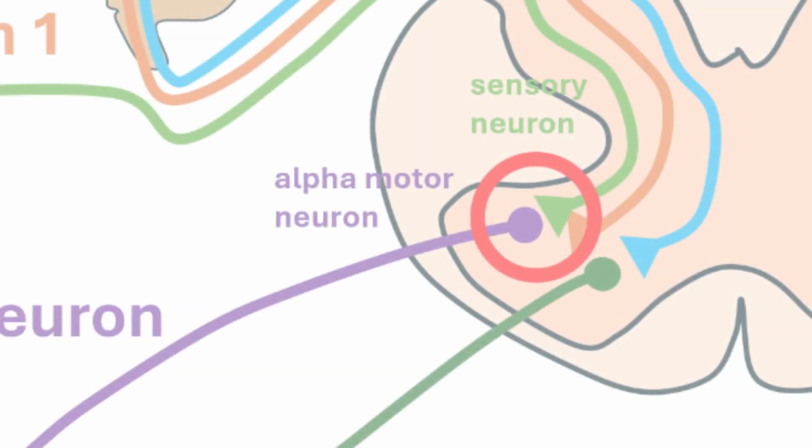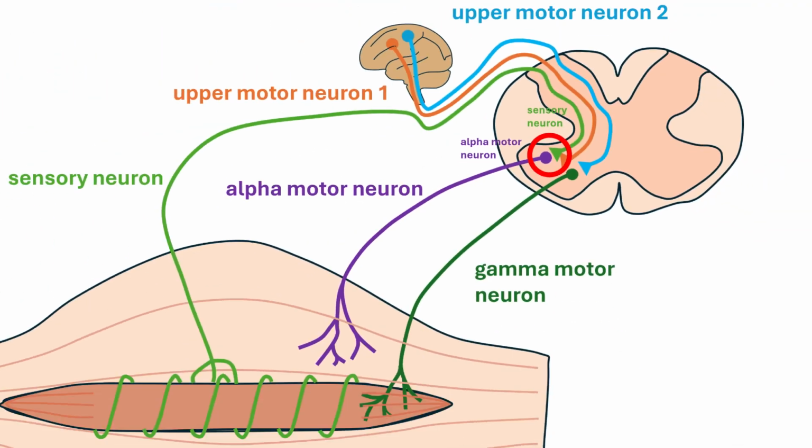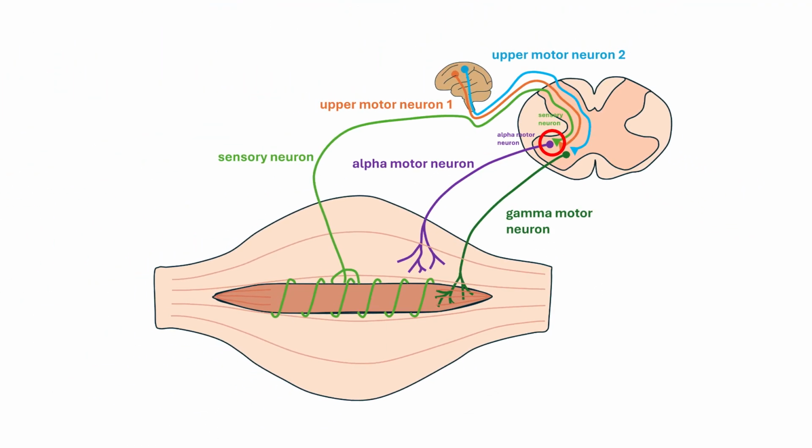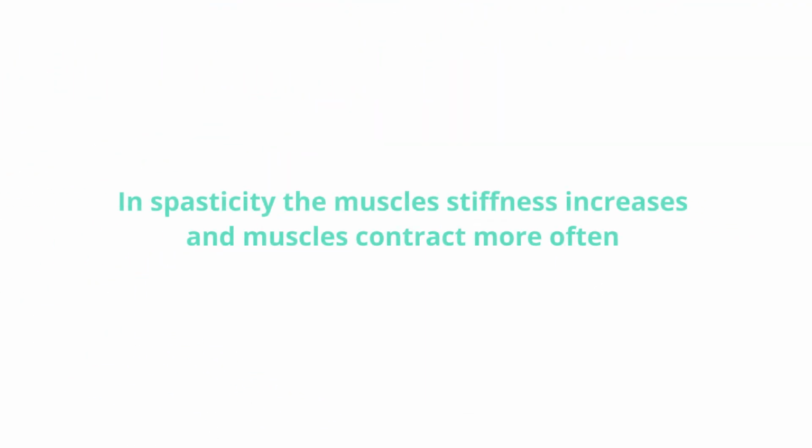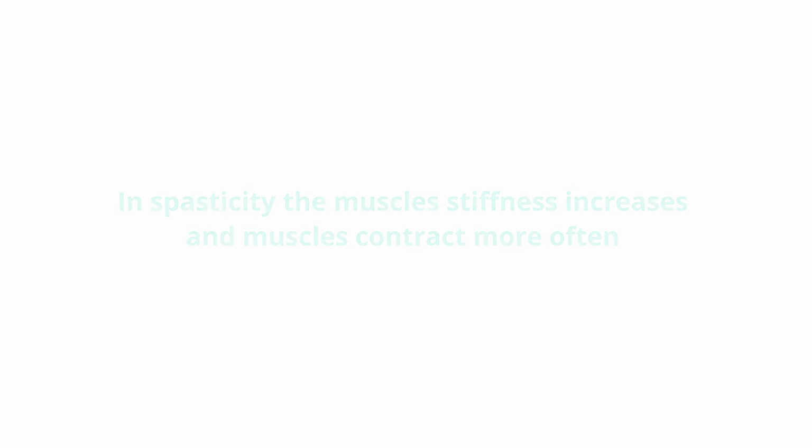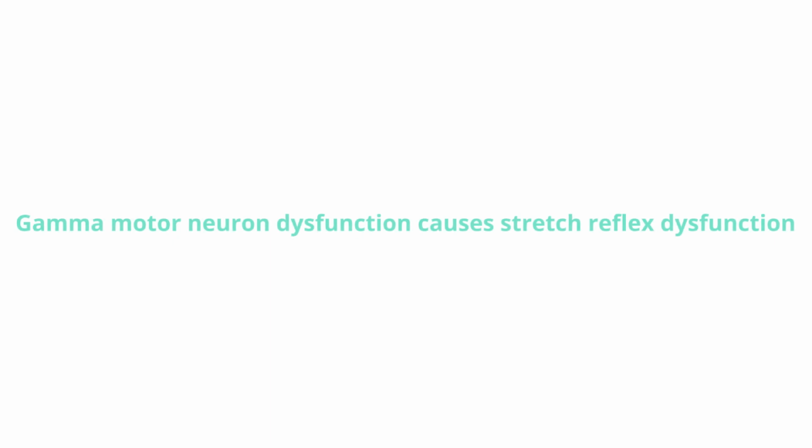So that when the muscle is stretched, the stretch sensor communicates that with an electrical signal to the spinal cord. At the spinal cord, the sensory neuron from the stretch sensor is telling the alpha motor neuron to contract the muscle more. This is very important because in spasticity, the muscles become more stiff than usual and contract more often. So this means that when the gamma motor neurons are not working properly, the stretch reflex stops working properly. So this means we need proper control of the gamma motor neurons so the stretch reflex works properly.